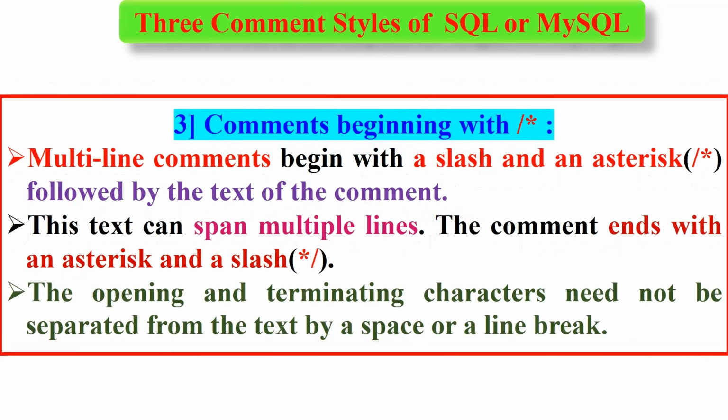Next comment style is comments beginning with a slash and an asterisk. Multi-line comments begin with a slash and an asterisk, followed by the text of the comment. This text can span multiple lines. The comment ends with an asterisk and a slash. The opening and terminating characters need not be separated from the text by a space or a line break.